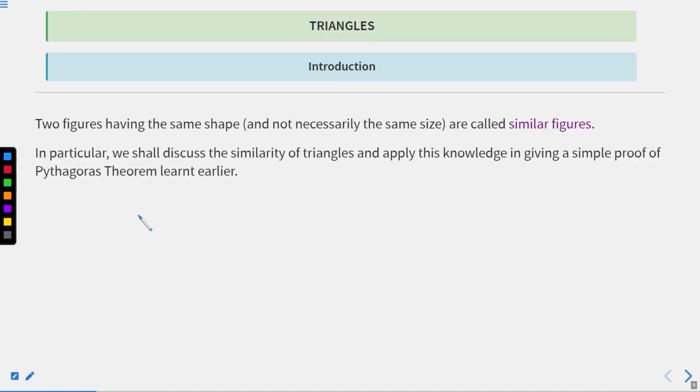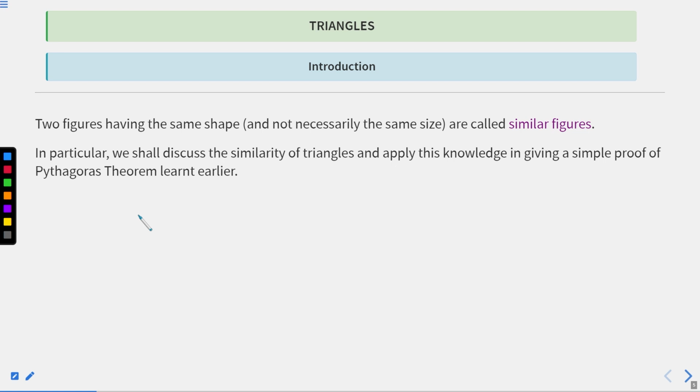Two figures having the same shape and not necessarily the same size are called similar figures. So what are similar figures? When two figures have the same shape but not necessarily the same size, then those two figures are called similar figures. Here we introduced two terms: first is congruent and second is similar.